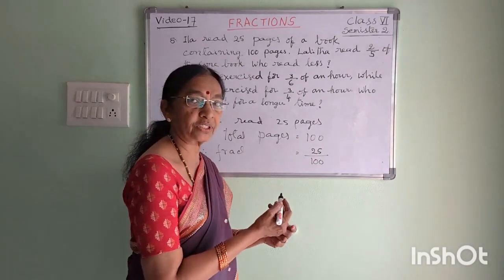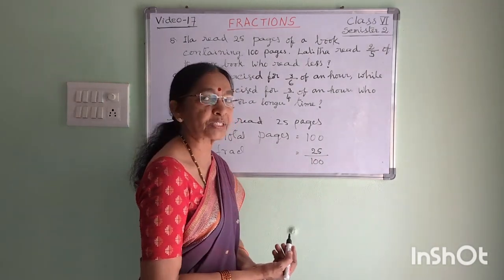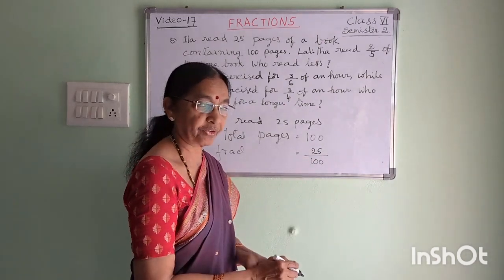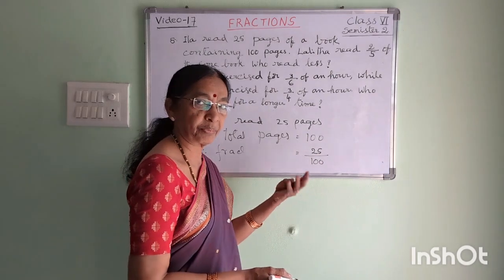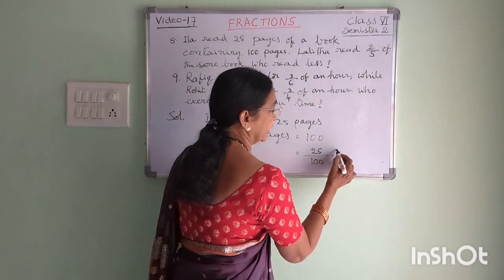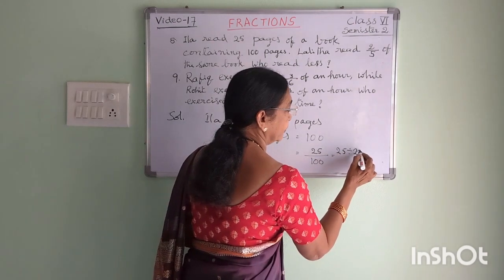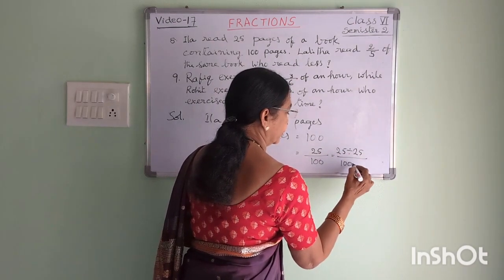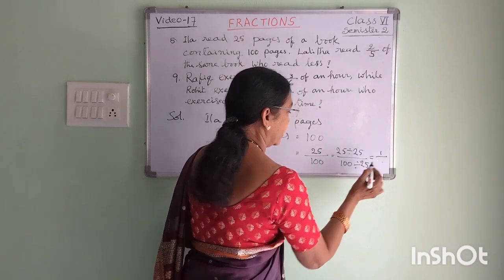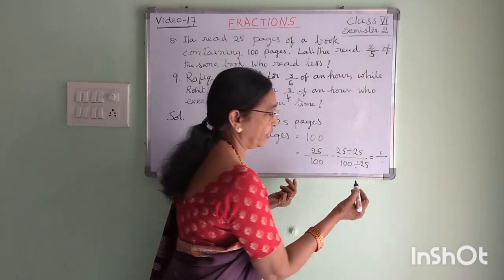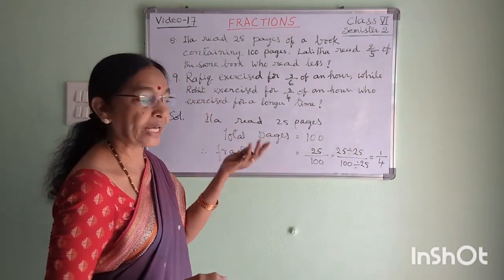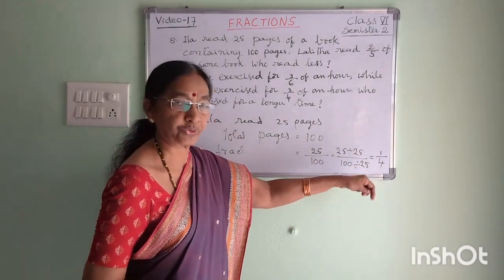Now we will convert it into its simplest form. Dividing both the numerator and denominator by 25, because 25 is a factor of both 25 and 100. Dividing both the numerator and the denominator by 25, 25 divided by 25 is 1. 100 divided by 25 is equal to 4. Therefore, the fraction of the book Ayla read is 1/4.